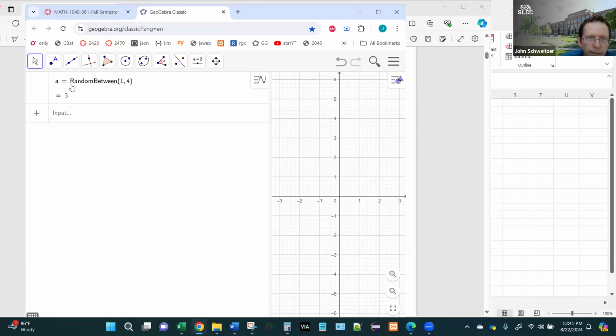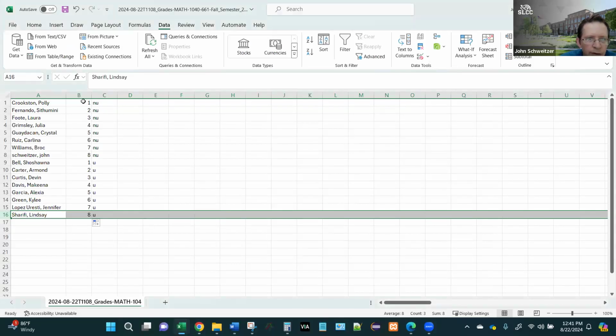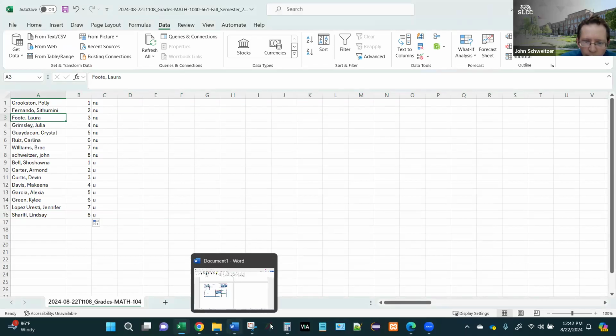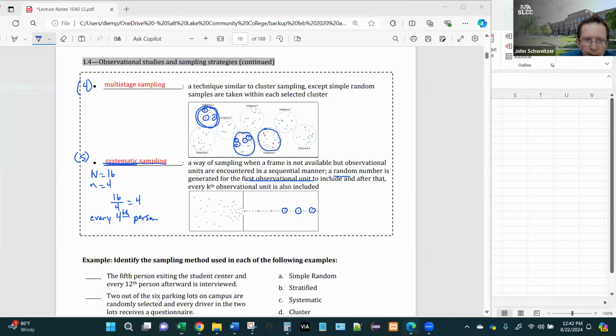Okay, so I'm going to hit enter here, and we're going to start with the 3rd person on the list. It looks like we've lost somebody here. Hopefully this will still work. It looks like somebody just left. So we're going to start at the 3rd person. 1st, 2nd, 3rd, Laura. So Laura, you are in our next sample here.